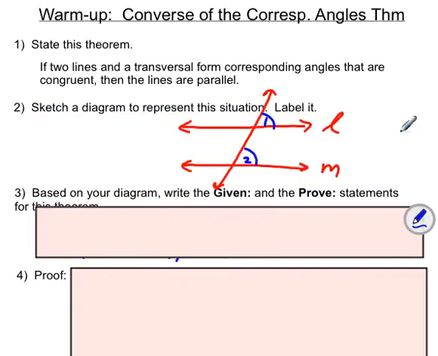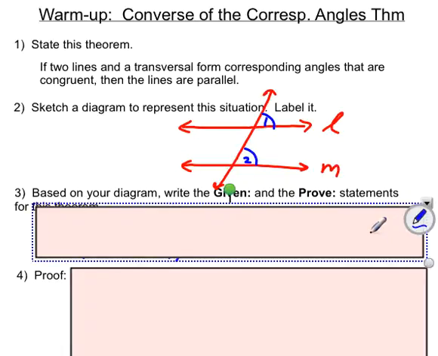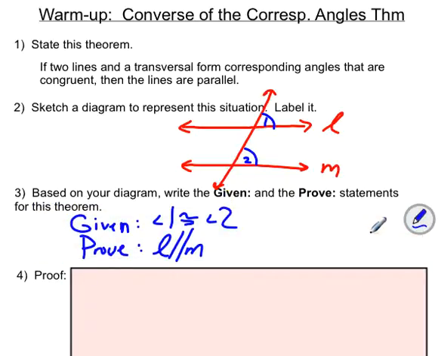I drew a generic diagram here: lines L and M, and I've labeled angles 1 and 2. Notice when I labeled those angles 1 and 2, I drew the congruent symbols in. This little arc is our visual representation of congruent angles, so we can keep track of things on the picture. Based on that, our given and proof statements would look something like this.